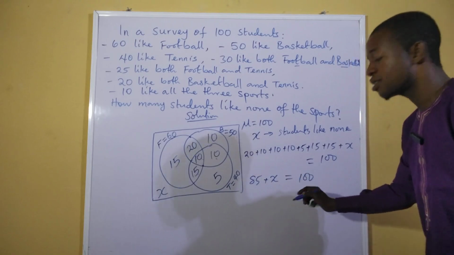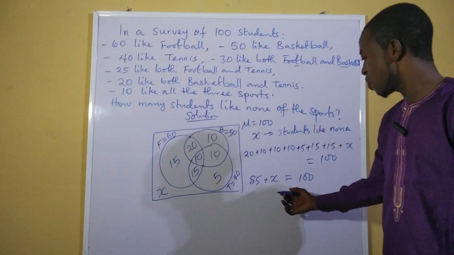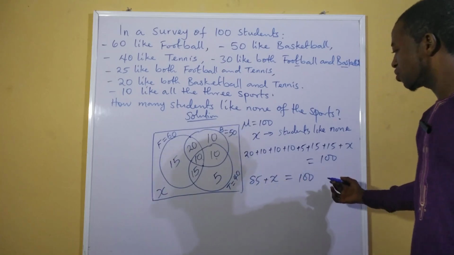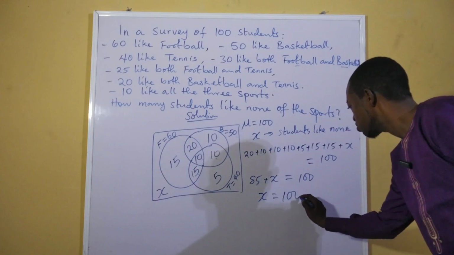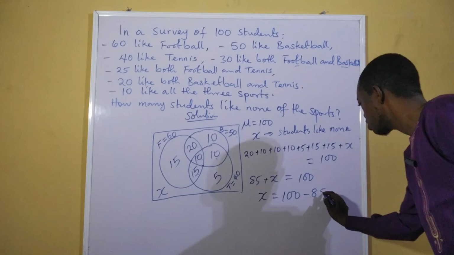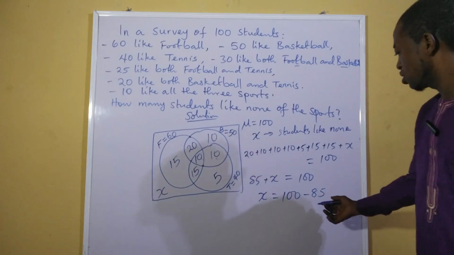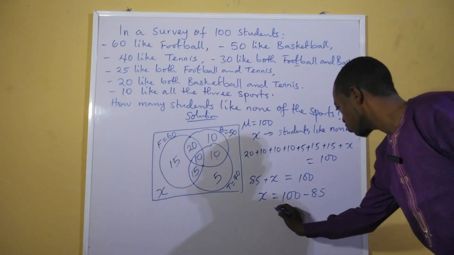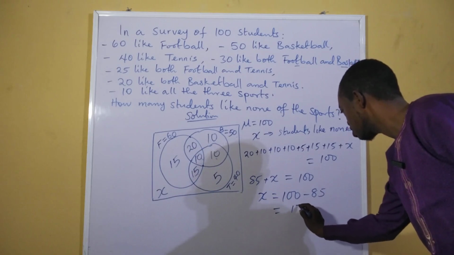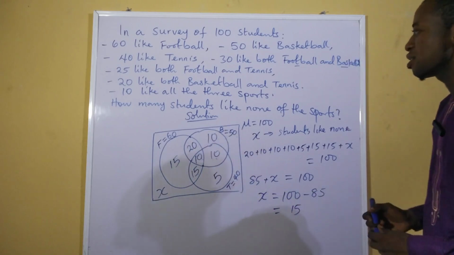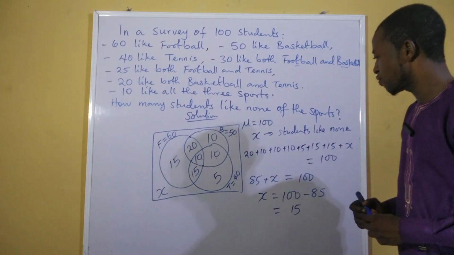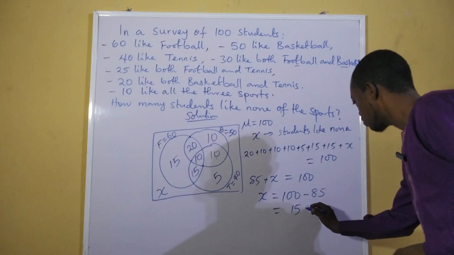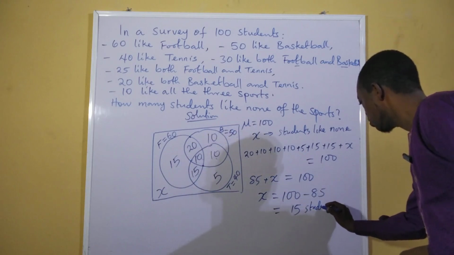To get X here, we take 85 to this side and it becomes minus. So X equals 100 minus 85, and the result gives us X equals 15. Now, it implies that the students that like none of the sports are 15. So we have 15 students who like none of the sports.